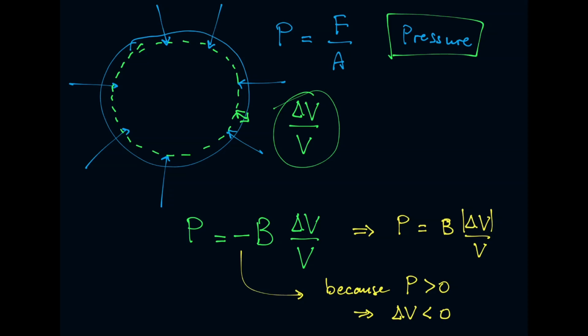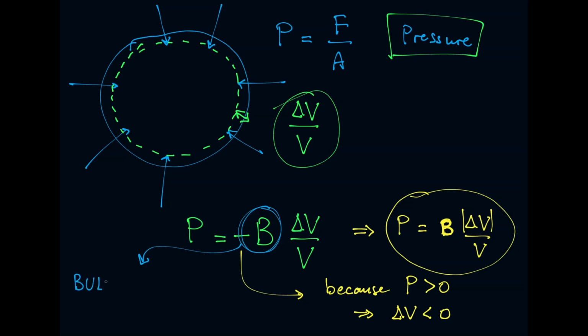So as long as you promise not to use this form and misinterpret it as a positive pressure resulting in an expansion, then you're free. I trust you to not use the minus sign, and it's fine, okay? But you need to promise. What is this constant B? This constant B is called the bulk modulus.